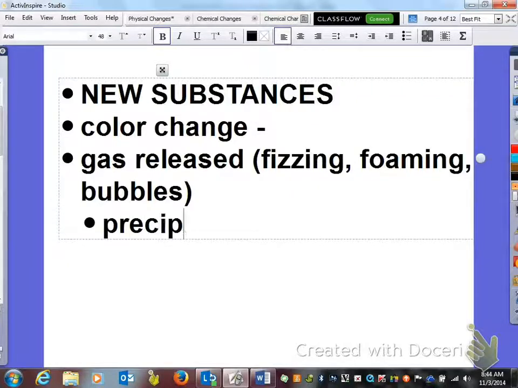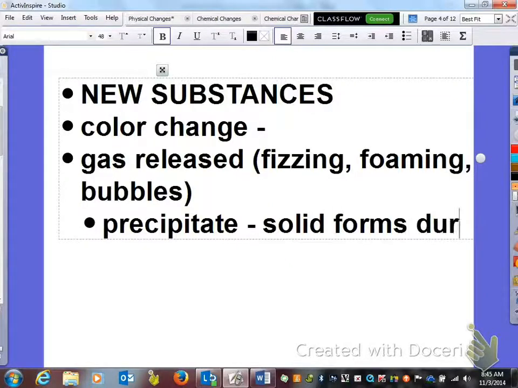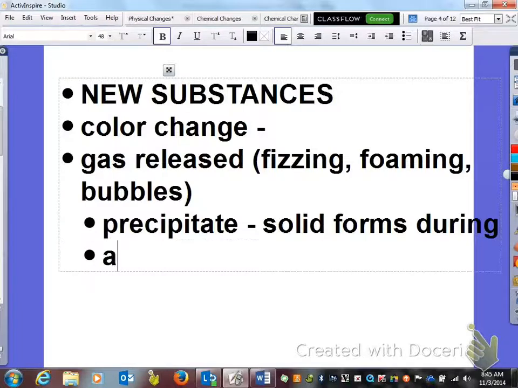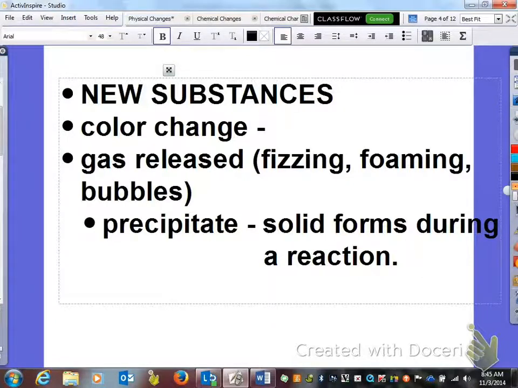Moving on, another example is that we have a precipitant that forms. Now, you probably don't know what a precipitant is, so write on your fun sheet what that is. It's when a solid forms during a reaction. It's one of the neatest chemical changes you can see. You have two liquids, you mix them together, all of a sudden you see this solid clump up and form once you mix those two. This is definitely an indicator that you have a chemical reaction.